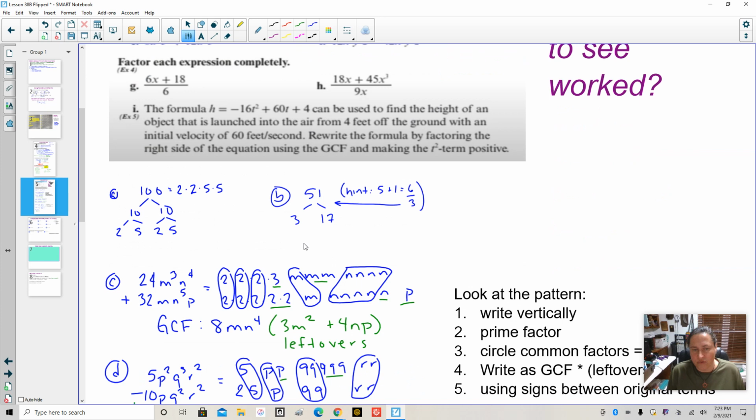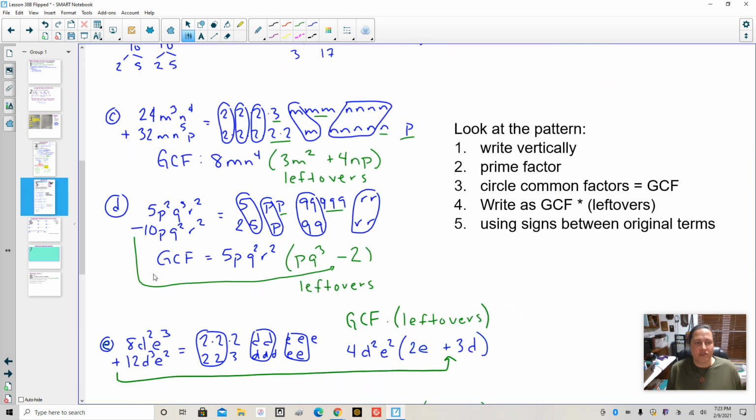I want you to look at C and D really quick. Look at what I did. Number 1, I wrote these vertically. These are written vertically.